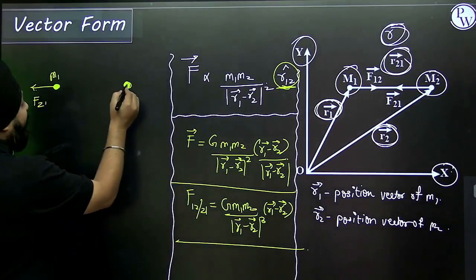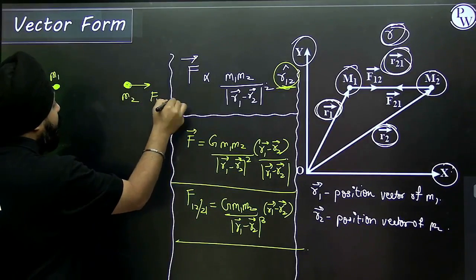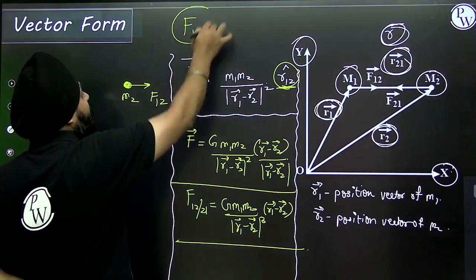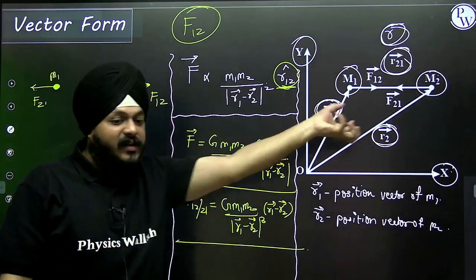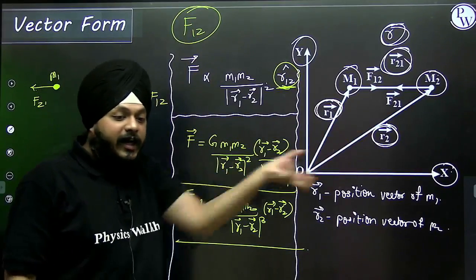The 2 that is attracting 1, that is the force acting on 1 because of 2. What does this expression say? The force acting on 1 because of 2 is attractive in nature. The force acting on 2 because of 1 is also attractive in nature.